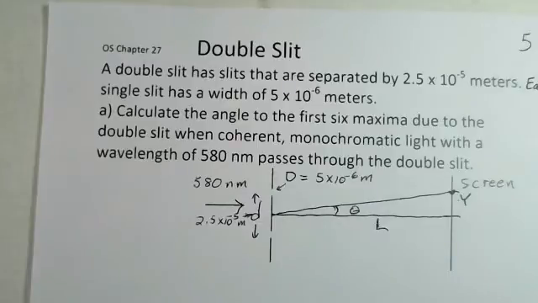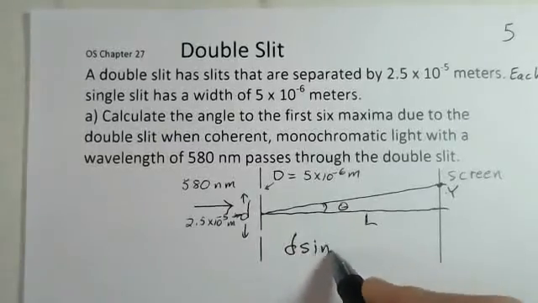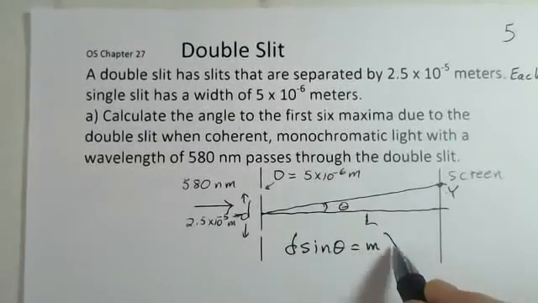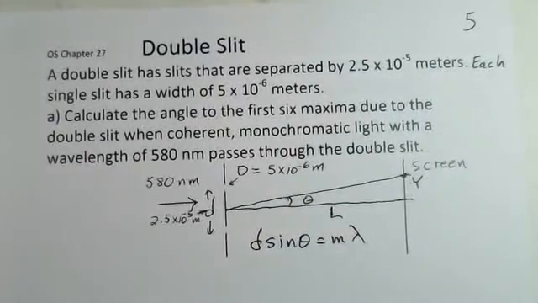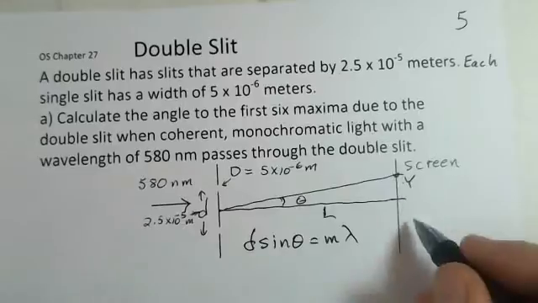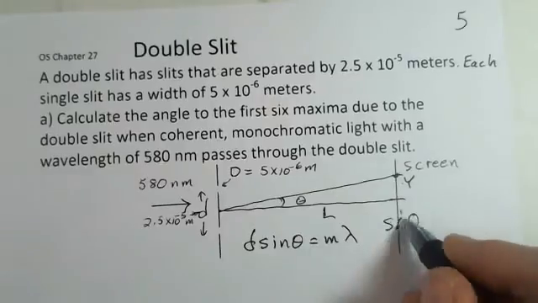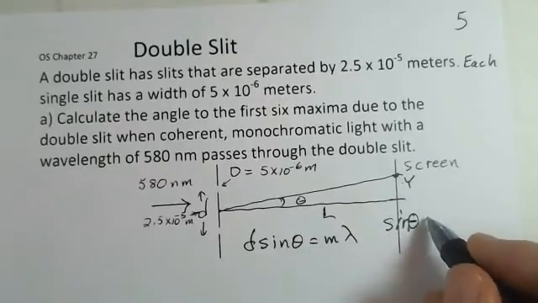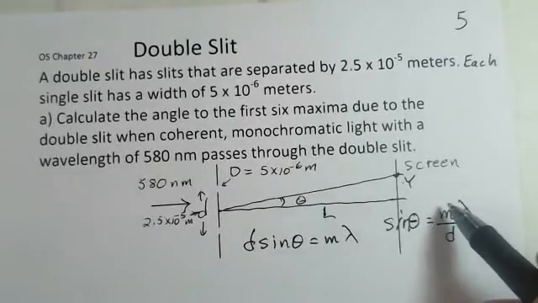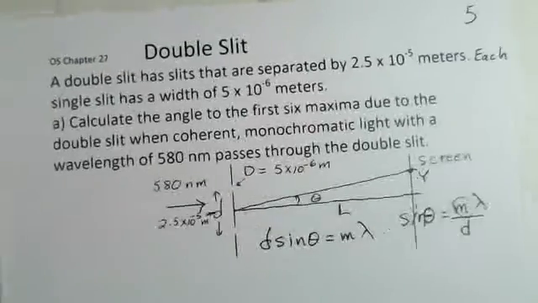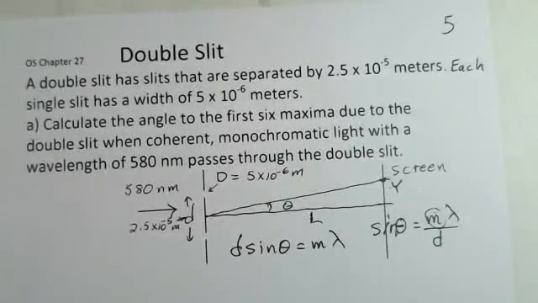So in this situation, we're using the equation d sine theta equals m lambda. And we want to calculate 6 different thetas. To save a little time, I'm going to do a side calculation here. Sine of theta is going to be m lambda over d. The only thing that's going to be changing here is the m. So I'm going to go ahead and put in the values for wavelength and d and divide those.